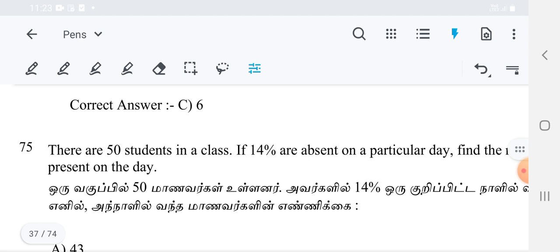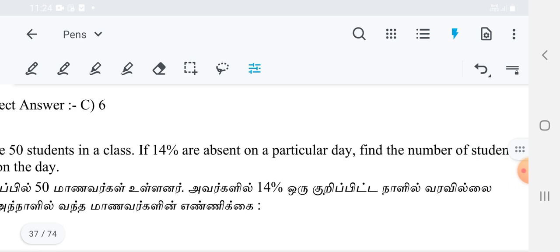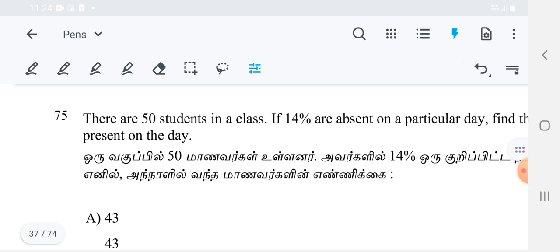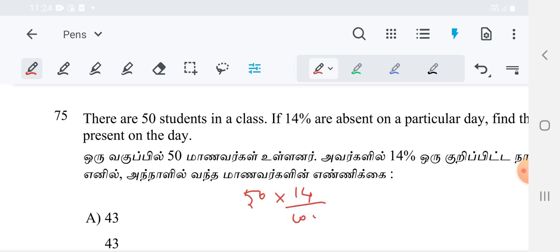There are 50 students in a class. If 14% are absent on a particular day, find the number of students present on the day. They are asking the number of students present, but the absent percentage is given. First we have to find out how many students are absent. The total number of students is 50 into 14 by 100, because 14%. They cancel, 5 and 2 will come. 14 by 2 is 7. So 7 students are absent on the particular day.